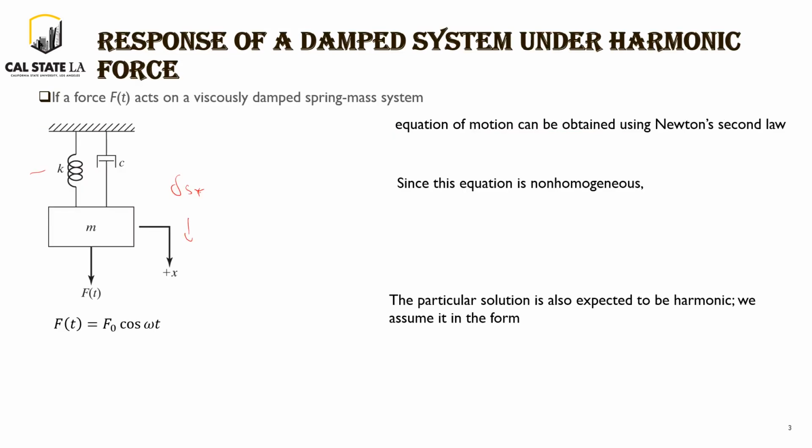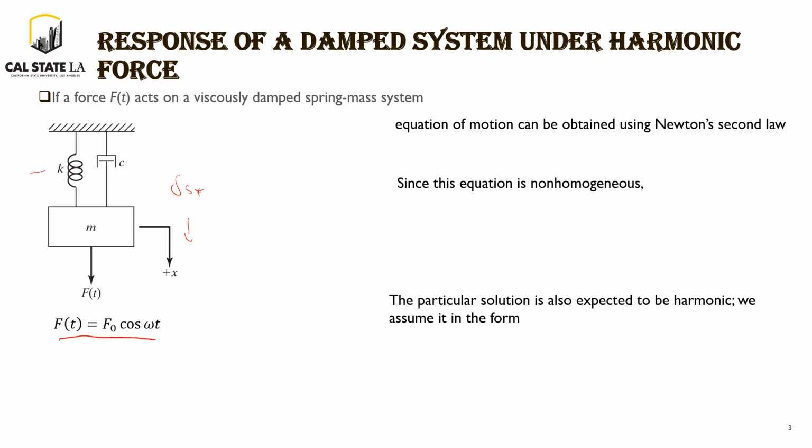Response of a damped system under harmonic force. So here we have a mass spring damper system. This is also the system that we have used a lot in this class. And this system is subject to a force F(t) that is equal to F0 times cosine omega t, which is a harmonic excitation.